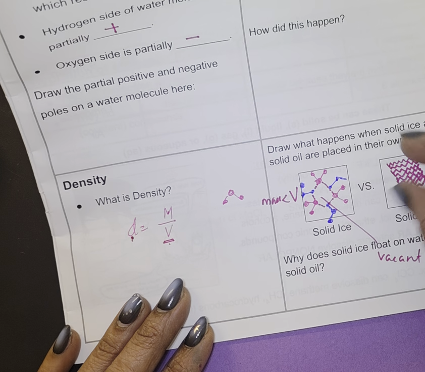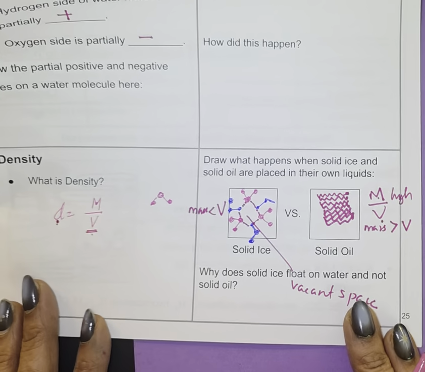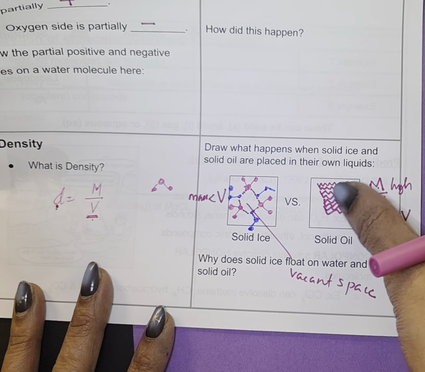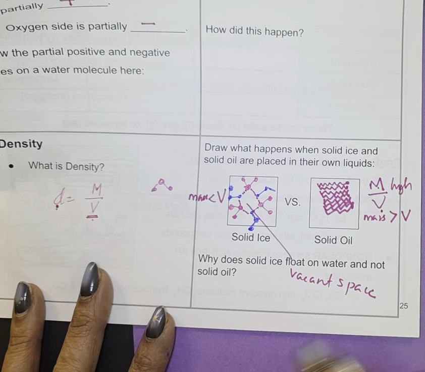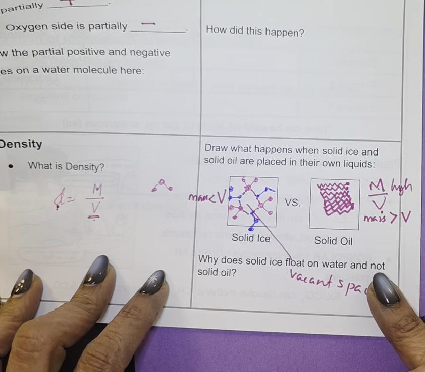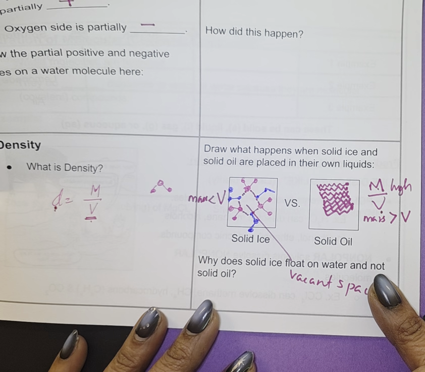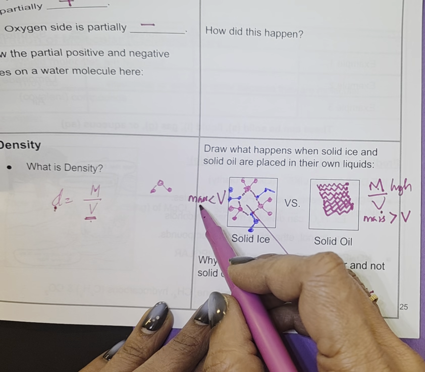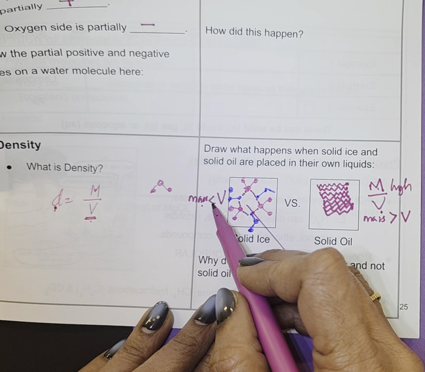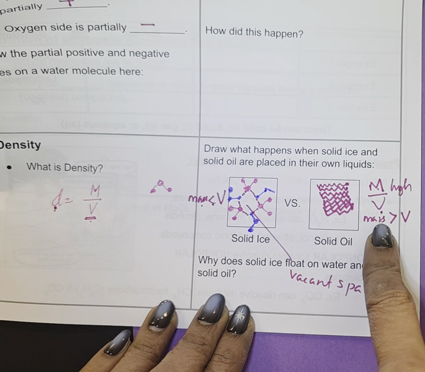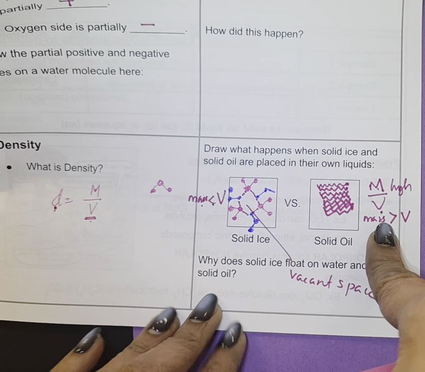The reason is their structural arrangement, okay? See, there are vacant spaces in ice, while in oil there are no vacant spaces, it is highly compact. You can draw your own image, just put in a vacant space, okay? That is why ice floats in water. Here the mass is less relative to the volume, the volume is greater. There it is the opposite. That's why there is a density difference.